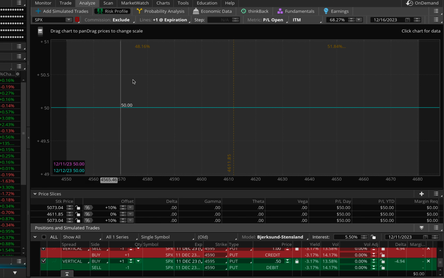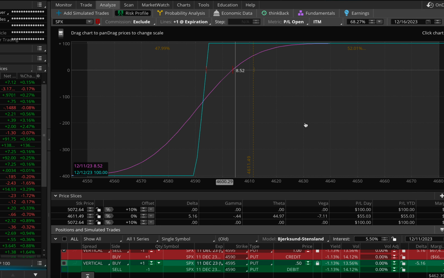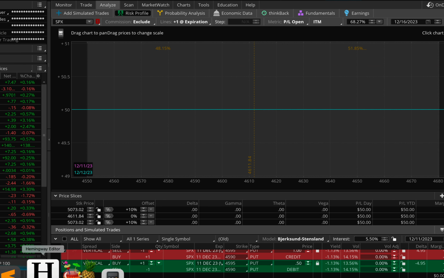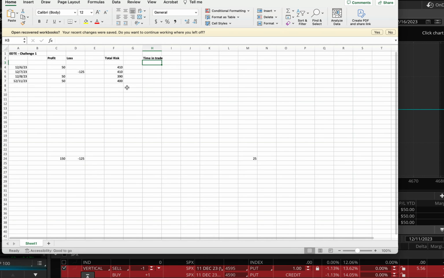So let's pull out our old Excel sheet. Okay, here's our Excel sheet, and let's fill in today. Today is 12/11/23. We made $50. And the risk on this trade was 400. I think I'm going to start putting in time too, like the time in trade, and let's see what today was. 23 minutes in the trade.